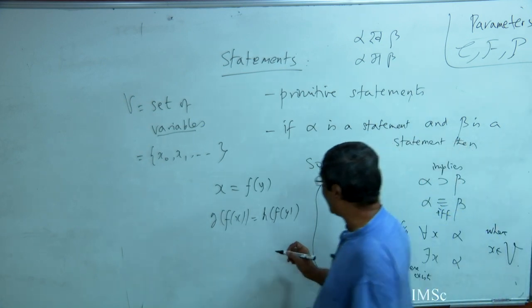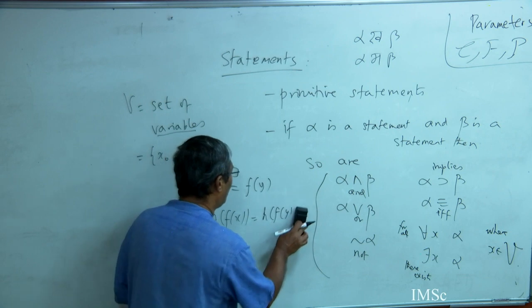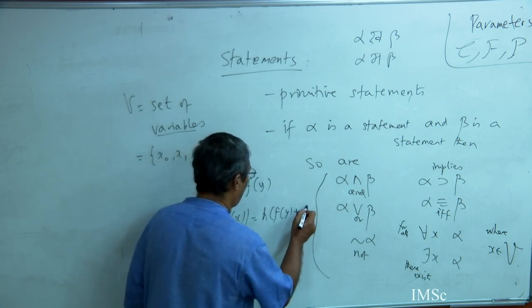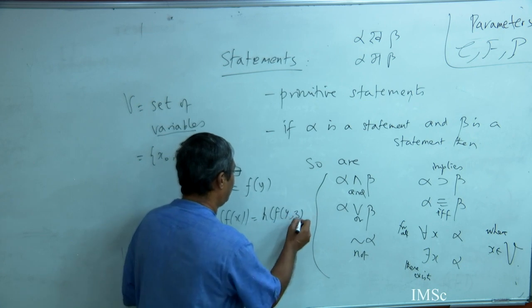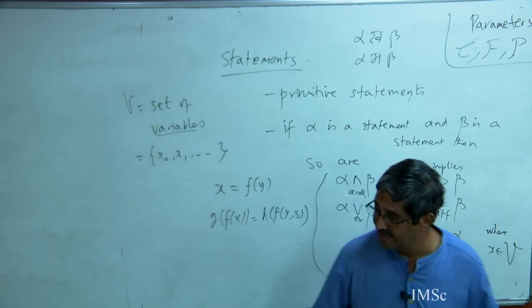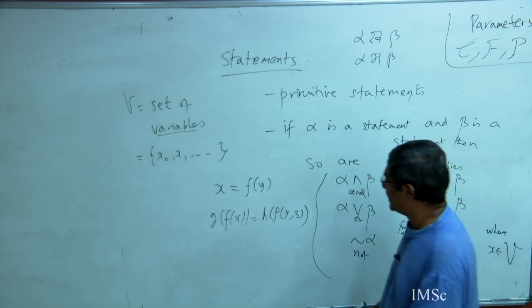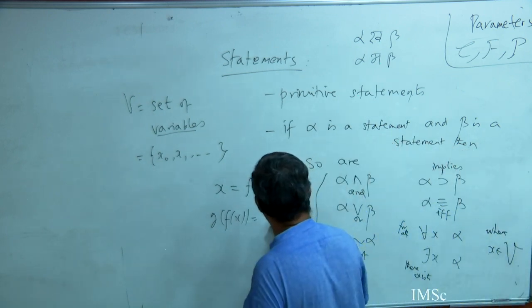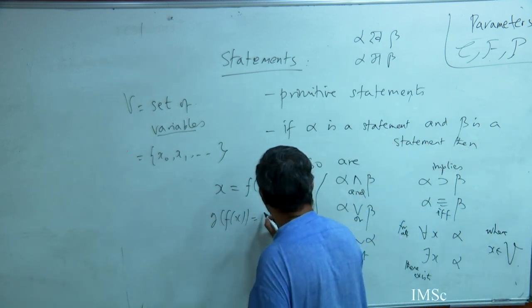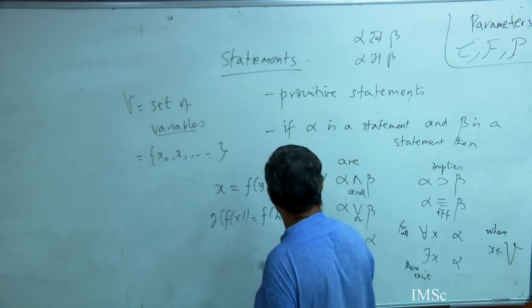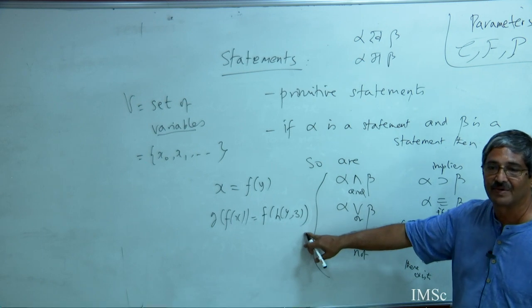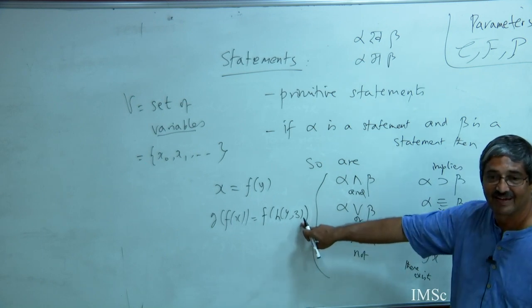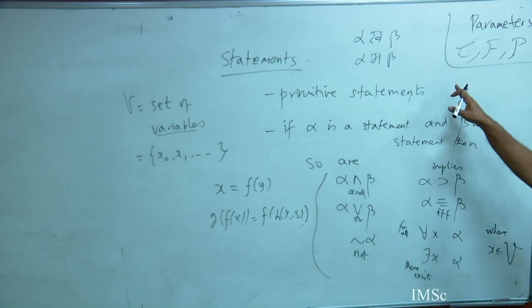And then I'd want to write something like f of y plus 3. Or let me write f of y comma 3, which I can't very well do, because f is unary here. Yeah. g of f of x equals f of h of y comma 3. What is this 3 now? That's a constant symbol, right?